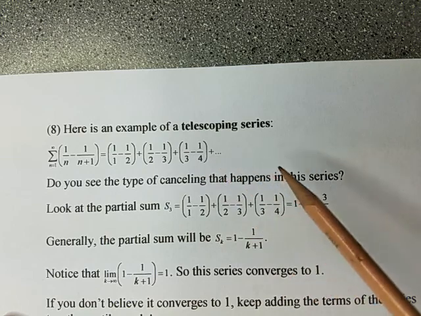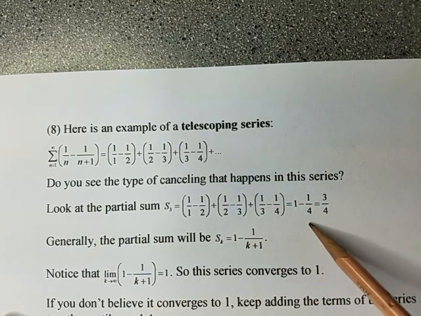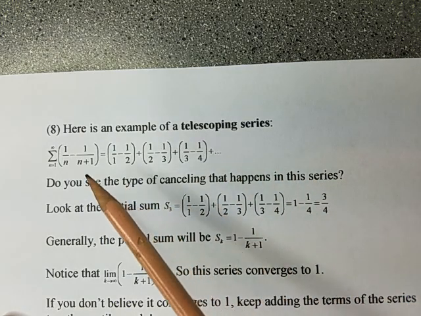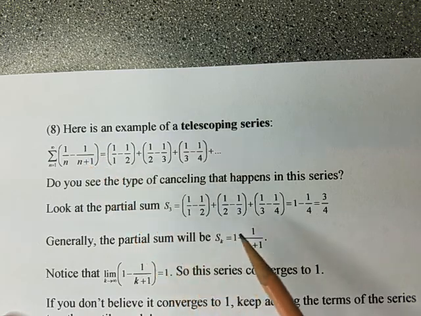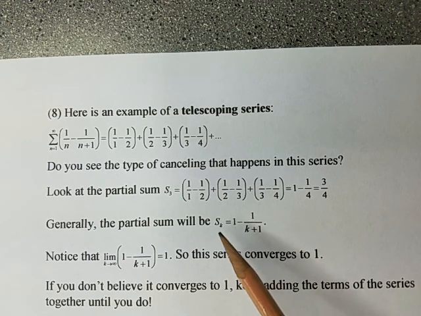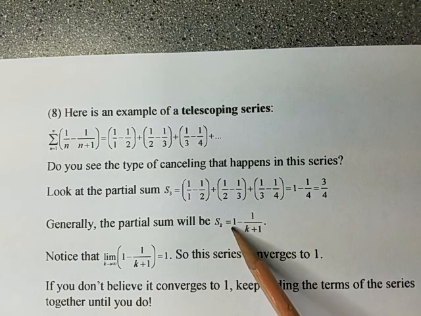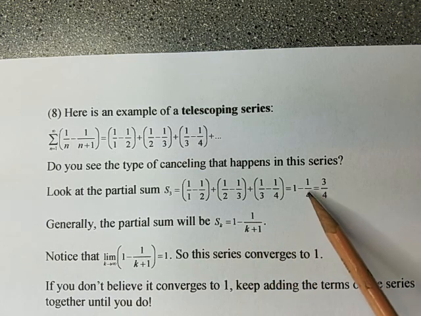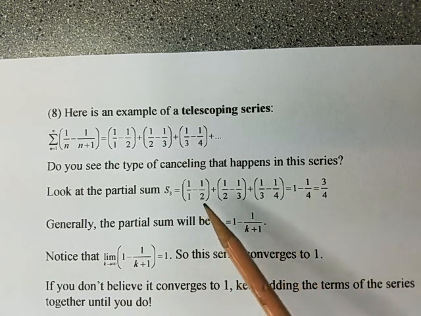Where did that number that also didn't cancel come from? It came from that aspect of this formula. That's why it's 1 minus 1 over k plus 1. You can verify this. What's S3? What's the sum of the first three terms? It should be 1 minus 1 over 4. And that's in fact what it is if you calculate it by hand.